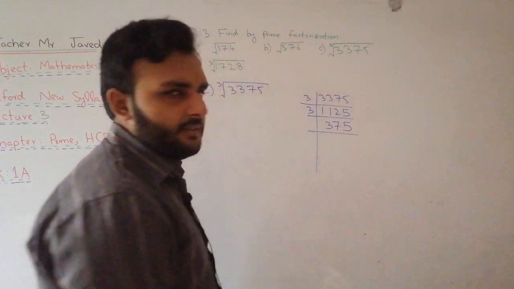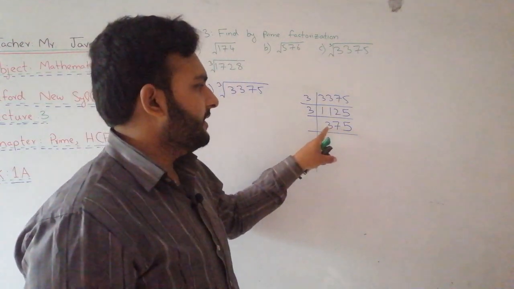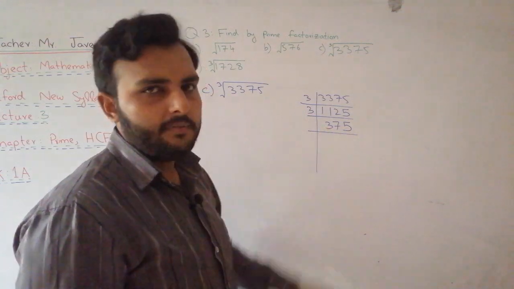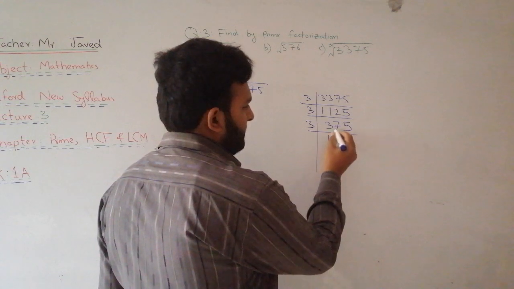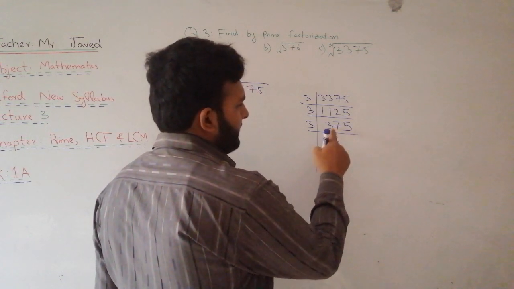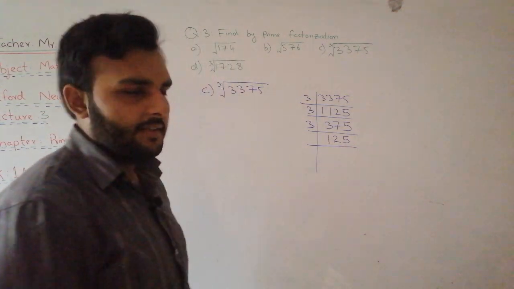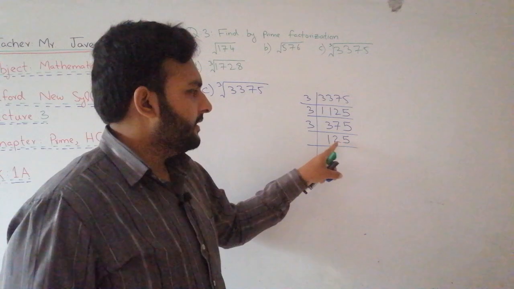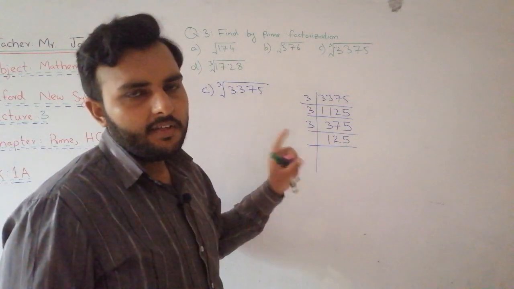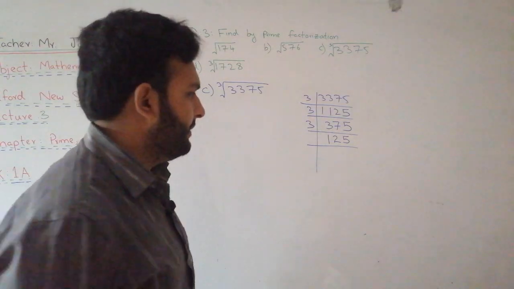Again we will check, is it divisible by 3? Add these: 7 plus 3 is 10, plus 5 is 15. Yes, it is divisible by 3. 3 times 1, 3 times 2 is 6, and 3 times 5 is 15. I hope you people are clear. Now we'll check again, is it divisible by 3? Add all these: 5 plus 2 is 7, plus 1 is 8. No, 8 is not divisible by 3, so this whole number is not divisible by 3.